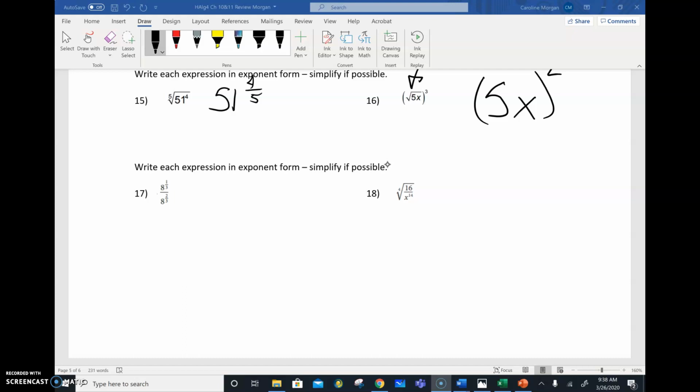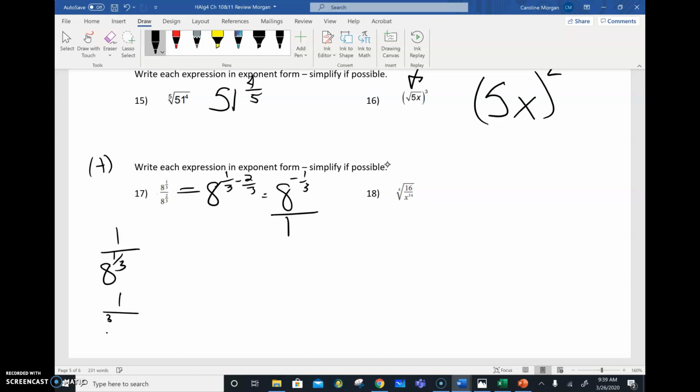So if I have a quotient where the base is the same, I subtract those exponents, don't I? So that is 8 to the negative 1/3. Well, in the instructions, it should be clear that you don't want to leave negative exponents in any answer. So a negative exponent, to get rid of it, I change its position in the fraction. Okay? So this is what the answer looks like. But notice, 8 to the 1/3 really is the third root of 8, isn't it? So this answer would be the third root of 8, which is 2.